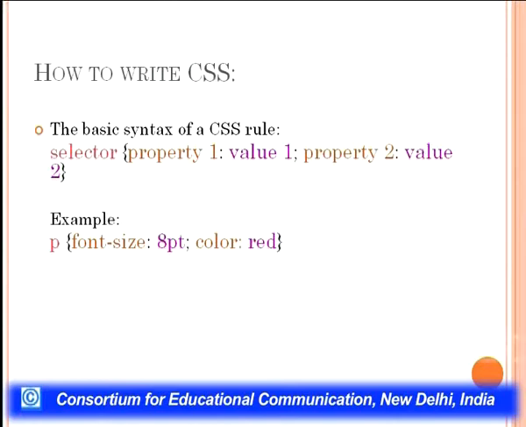So we are writing P, in curly braces we are writing font size. Now font size is a predefined property of the tag P. Then you write 8 point, and you separate it by a semicolon, write color, colon, and then you specify the value for the color. So basically you can specify the style elements or the properties for all HTML tags or all HTML elements.